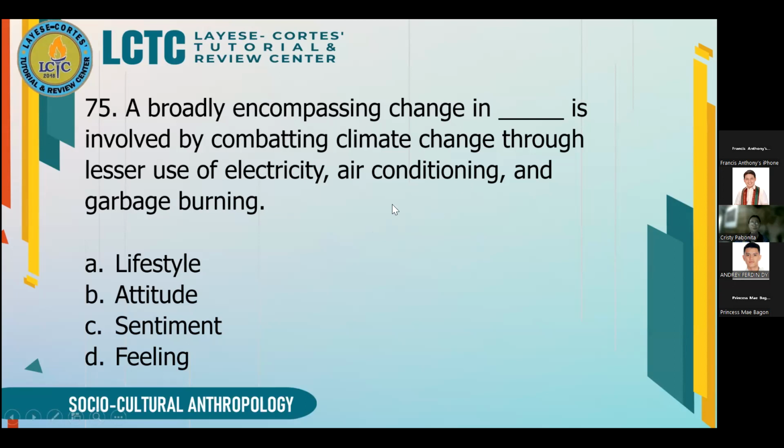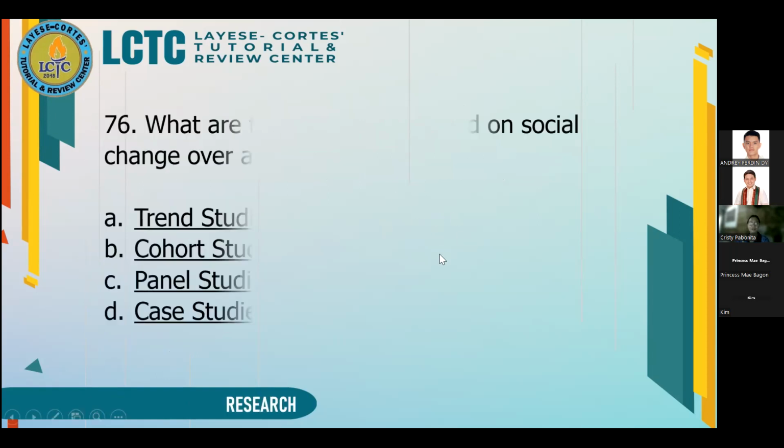Attitude. We will combat climate change through lesser use of electricity, lesser use of air conditioning, and no garbage burning. Yes, that is lifestyle. Okay, ma'am. So lifestyle. Not using aircon, that's lifestyle. Okay. So burning garbage is lifestyle. Okay. 76.